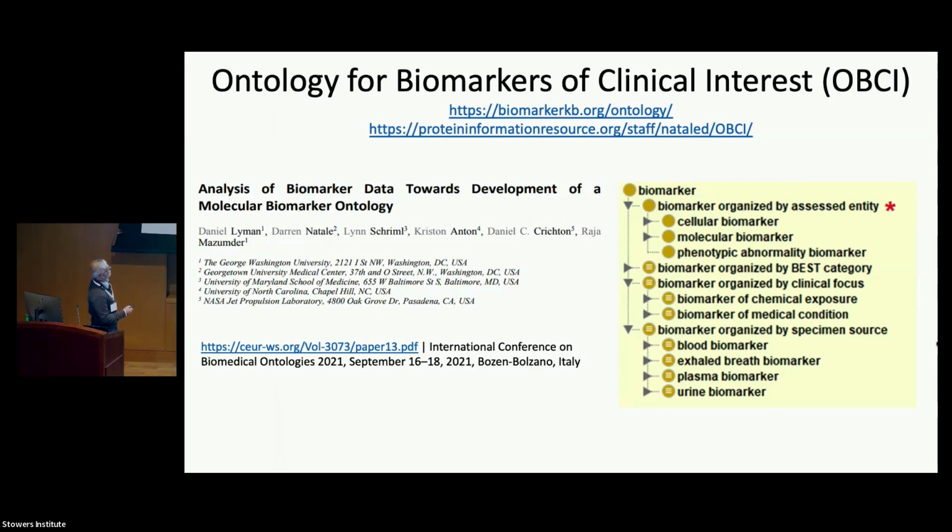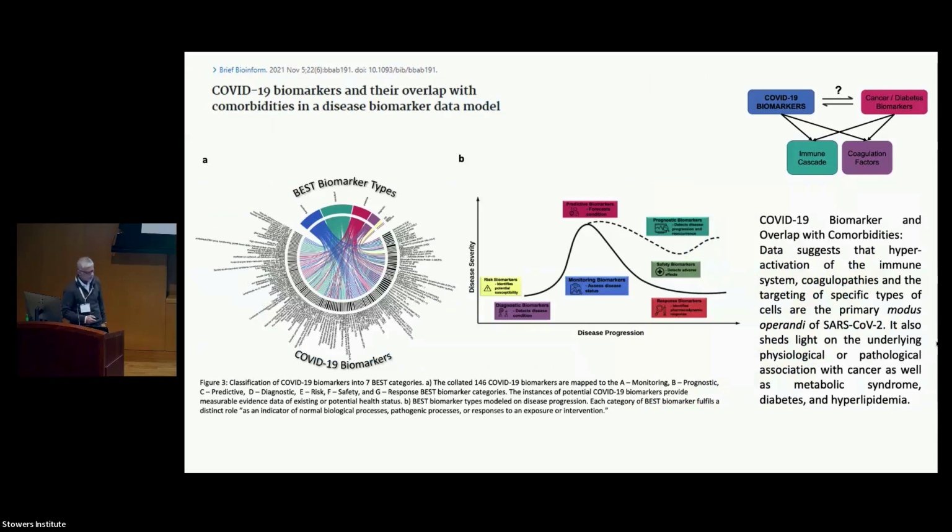So we published this paper in the International Conference on Biomedical Ontologies. I like the title, Analysis of Biomarker Data Towards Development. So you see, we don't want to say that we have developed anything. It's towards development. And it's really interesting because we wanted to know even the entity types, the higher level nodes, are the ones we are really interested in capturing so that we can do things.